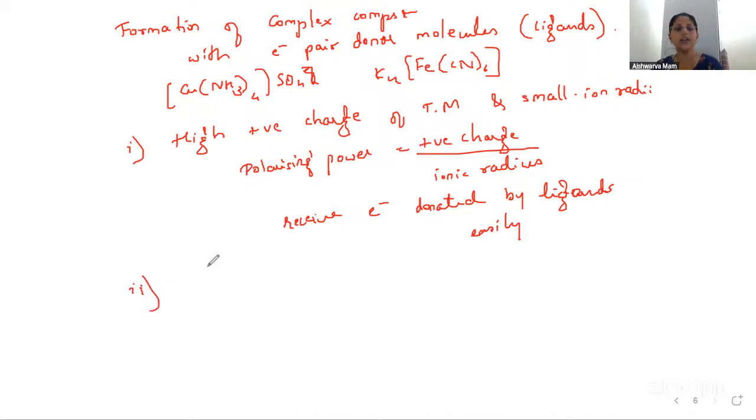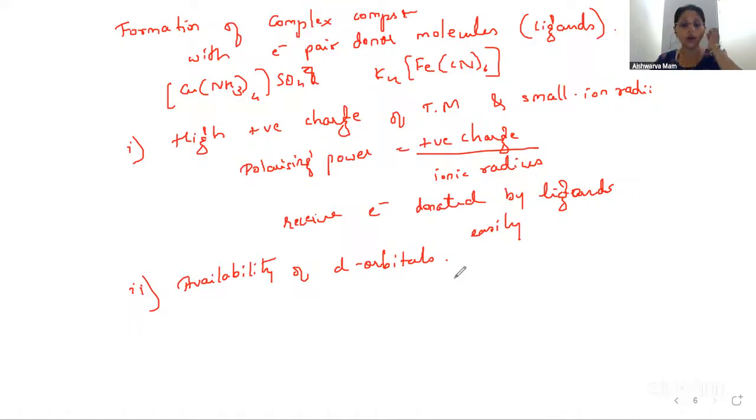Second reason is availability of d orbitals. For bonding, the vacant d orbitals form hybrid orbitals with the s and p orbitals and accommodate electrons donated by the ligands. So the vacant d orbitals take the electrons from the ligands and occupy them. The stability of these complexes increases with increase in atomic number. Left to right, as atomic number increases, the stability of these complex compounds also increases.